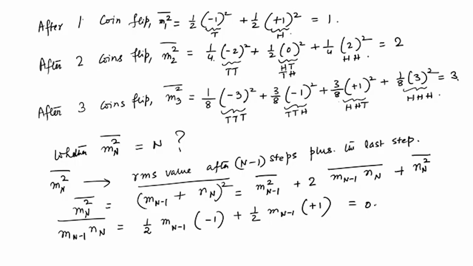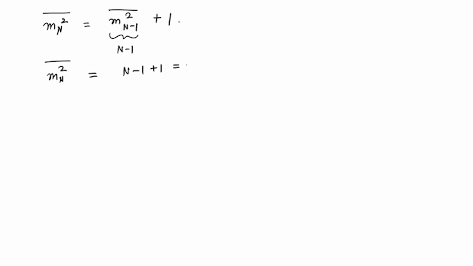So, we are left with only this term, and the middle term goes to 0, and that will make things a little easier for us. It will tell us that m n square average is equal to m n minus 1 square average plus 1. Now, this is equal to n minus 1 by induction, and if this is true, then m n minus 1 square average is equal to n minus 1 plus 1, equal to n. Okay. So, this is indeed what we were thinking, that m n square average is equal to n.